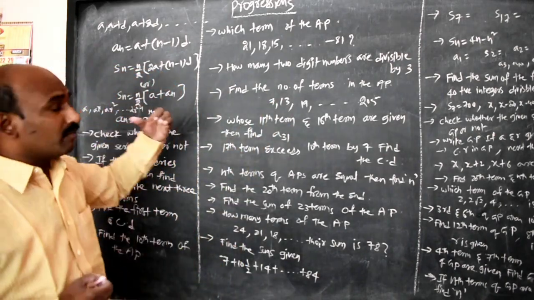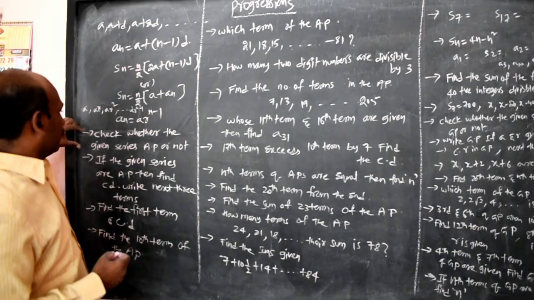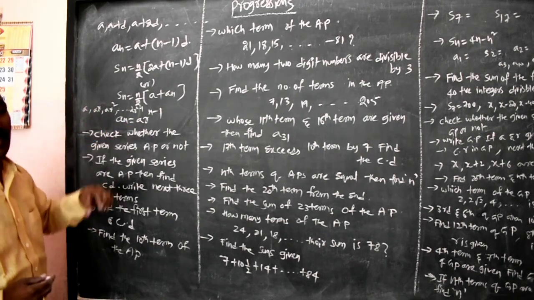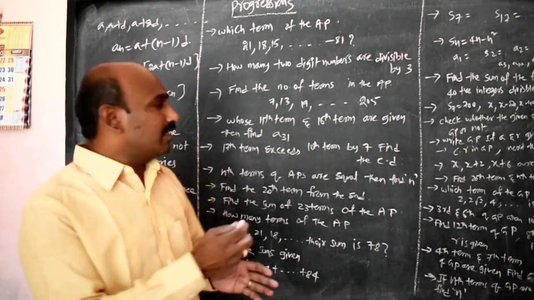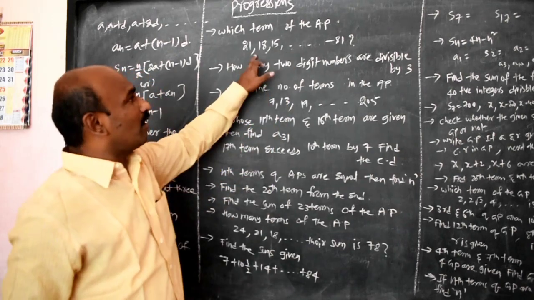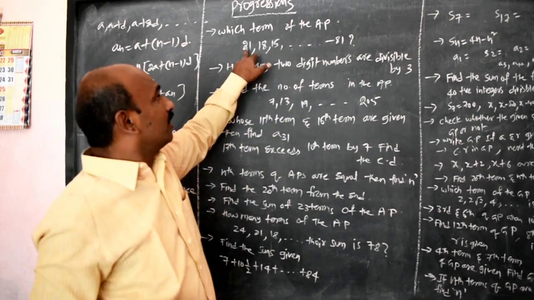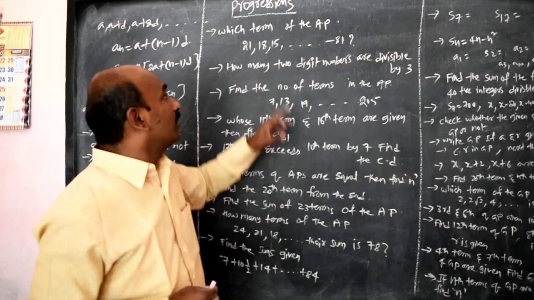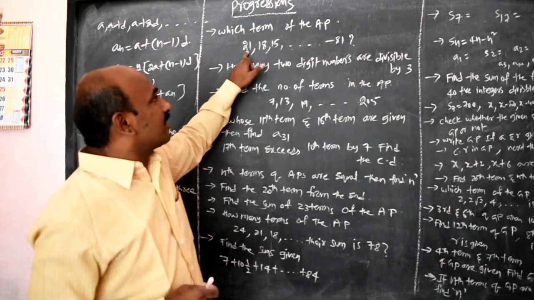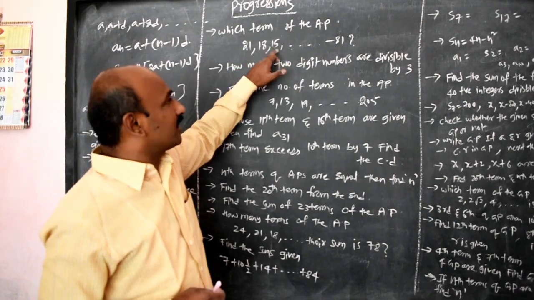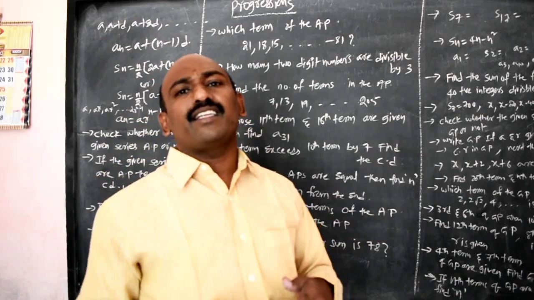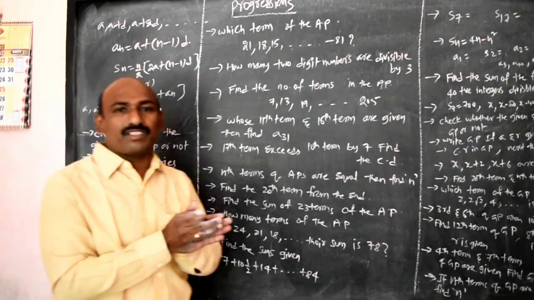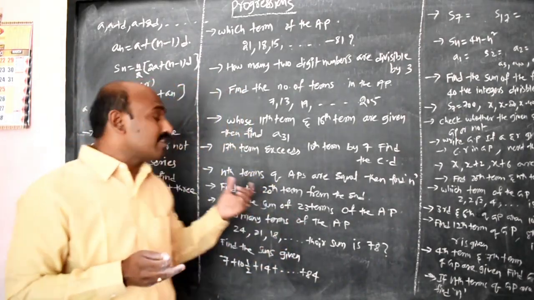First of all, this is a revision class, that's why we are going very quickly. First thing, check whether the given series is an AP or not. They will give a series like 1, 2, 5; does this form an AP or not? Here I am taking this problem: 21, 18, 15 and so on. It forms an AP if the common difference is the same. Here 18 minus 21 is minus 3 and 15 minus 18 is minus 3. Therefore the common difference is the same, so we can say it forms an AP. That means second term minus first term is equal to third term minus second term; then we can say it forms an AP.